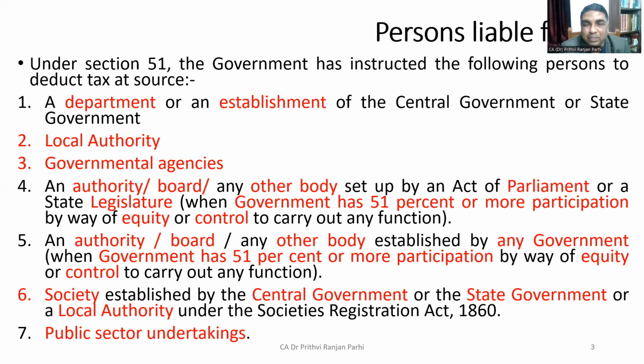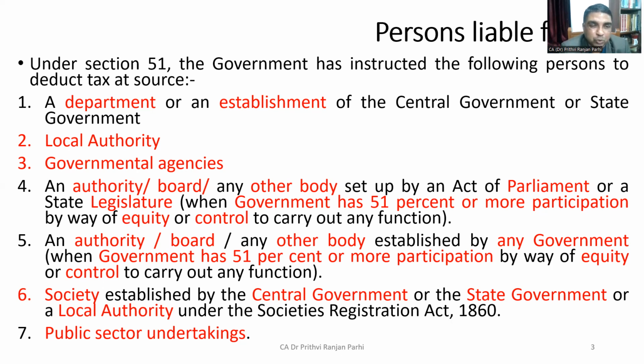So if the government has 51% or more participation by way of equity or control, then they come under the category of persons who are responsible for deduction of TDS. Then point 5 is any authority, board, or any other body established by government. If government itself has established any authority, board, or any body, when government has 51% or more participation by way of equity or control, in this case also, those authority, body, or board are responsible for deduction of TDS.